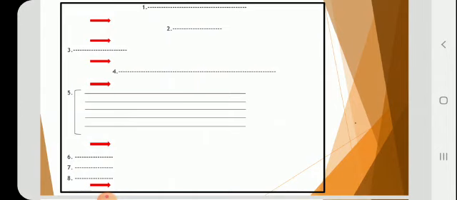Then you can see a red arrow. Wherever you see a red arrow, you have to leave a line. Then on number 2, you have to write the word notice in capital letters. Then again leave a line. And on the third place, you have to write the date of issuing the notice, that is on the left hand side.